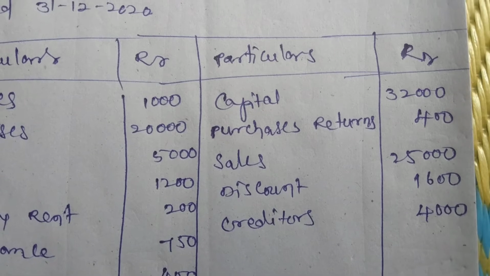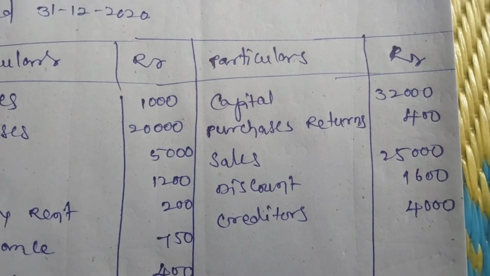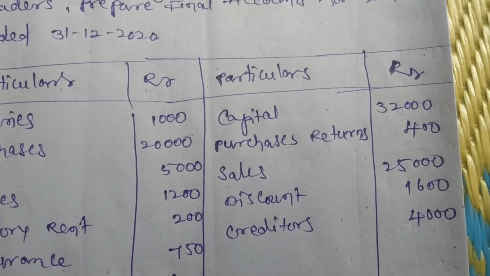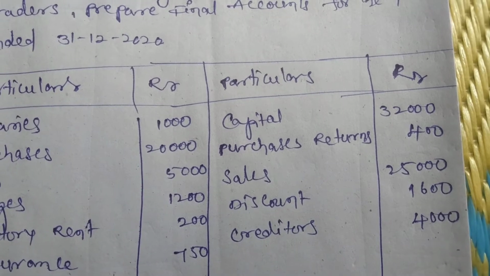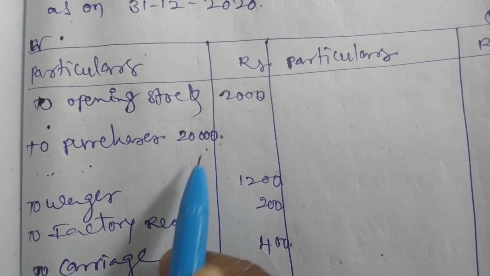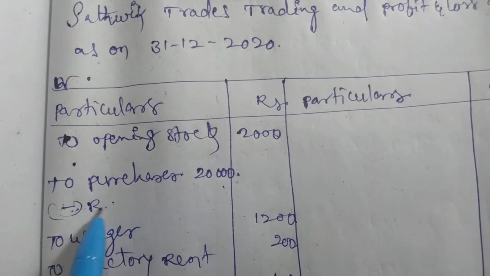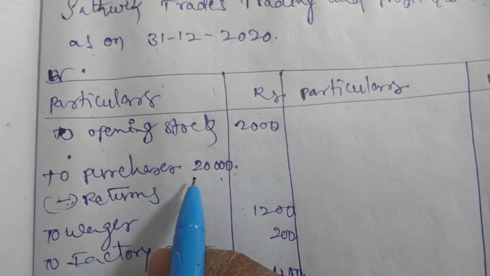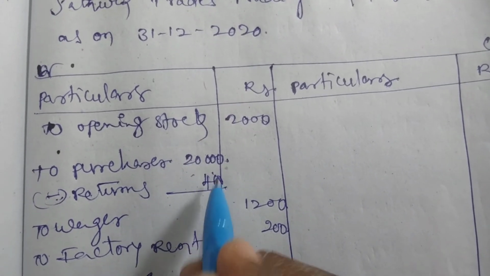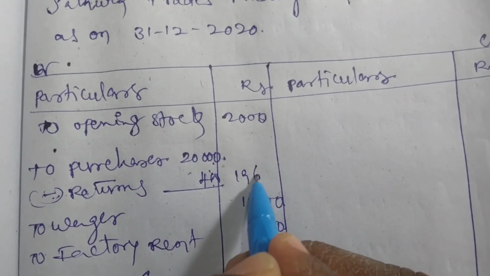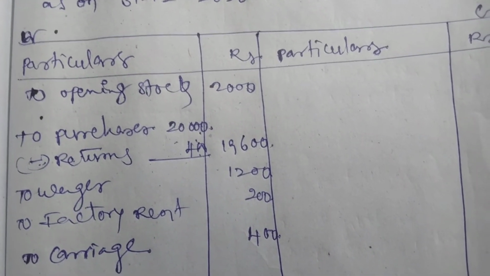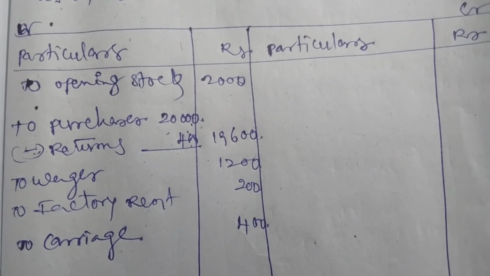Next one is purchases returns, 400. Purchases returns are deducted from purchases. Purchases are recorded on the debit side of the trading account. Now go to the debit part of the trading account. Observe here, purchases of 20,000 are already recorded on the debit side. The returns of 400 rupees are deducted from the 20,000, giving 19,600. These 19,600 are recorded in the outer column of the debit part of the trading account.